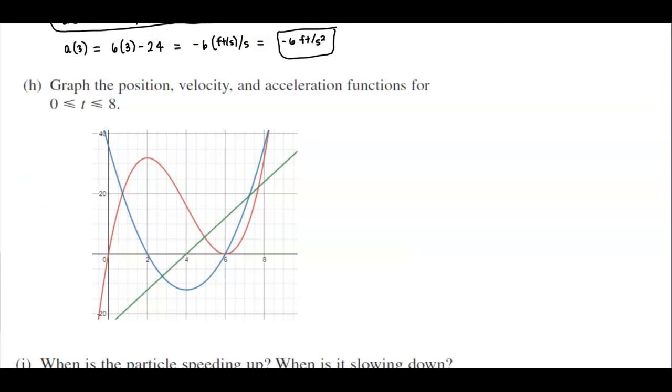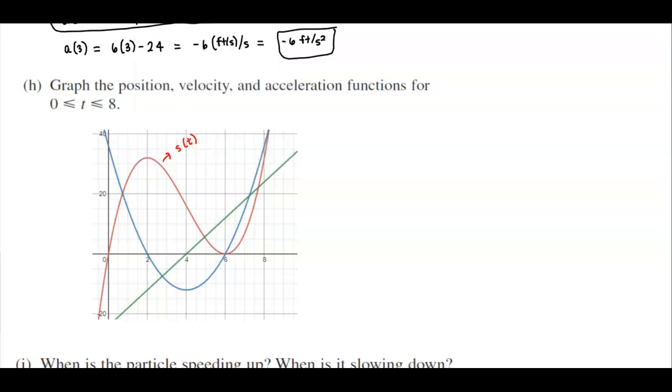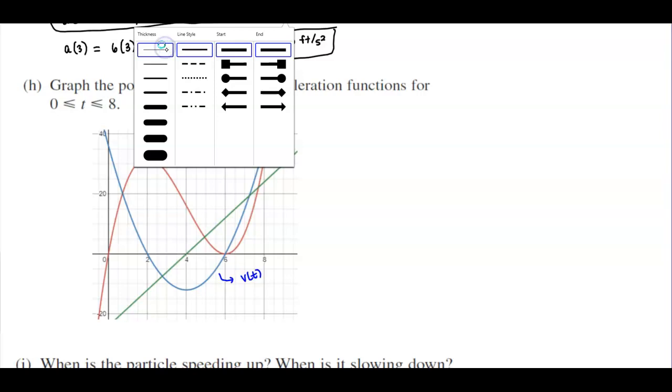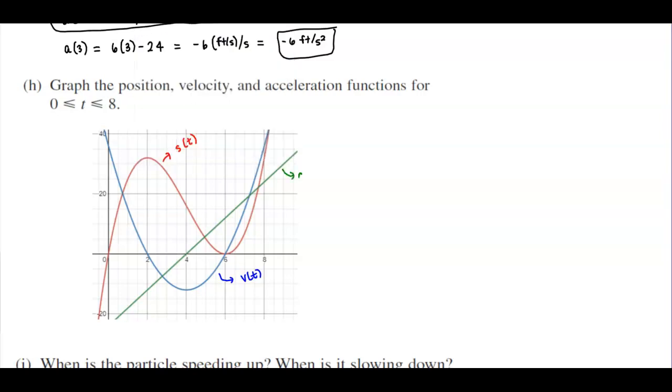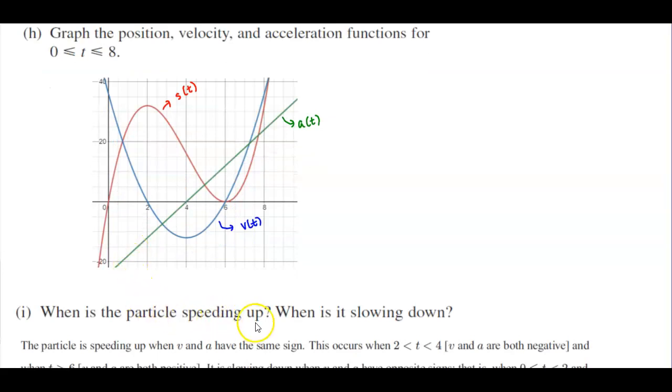Okay, so we know that the red represents the position function, the blue represents the velocity function, and the green represents the acceleration function. And so now what we want to do is find out when the particle is speeding up and when it is slowing down.